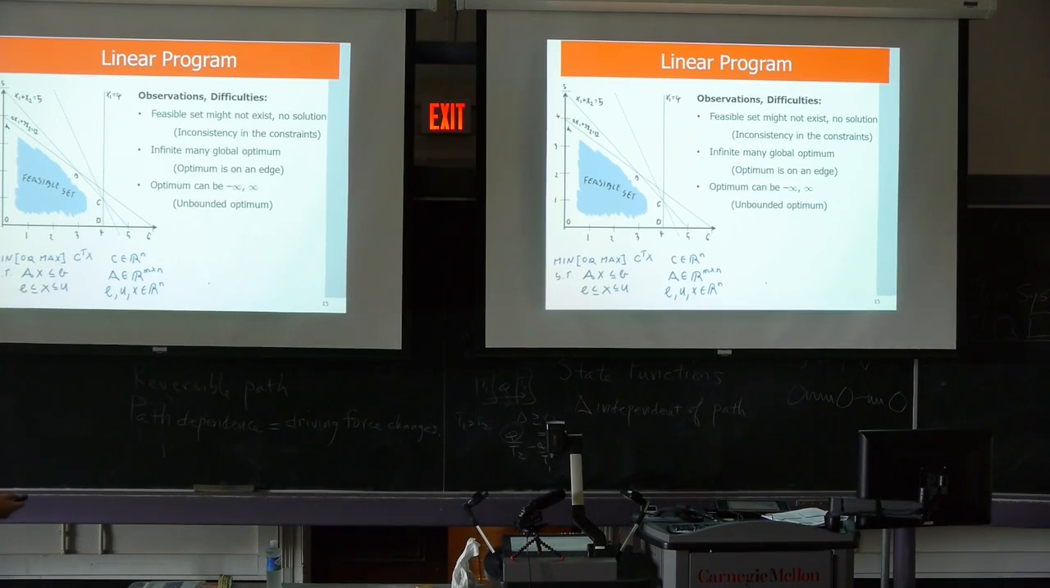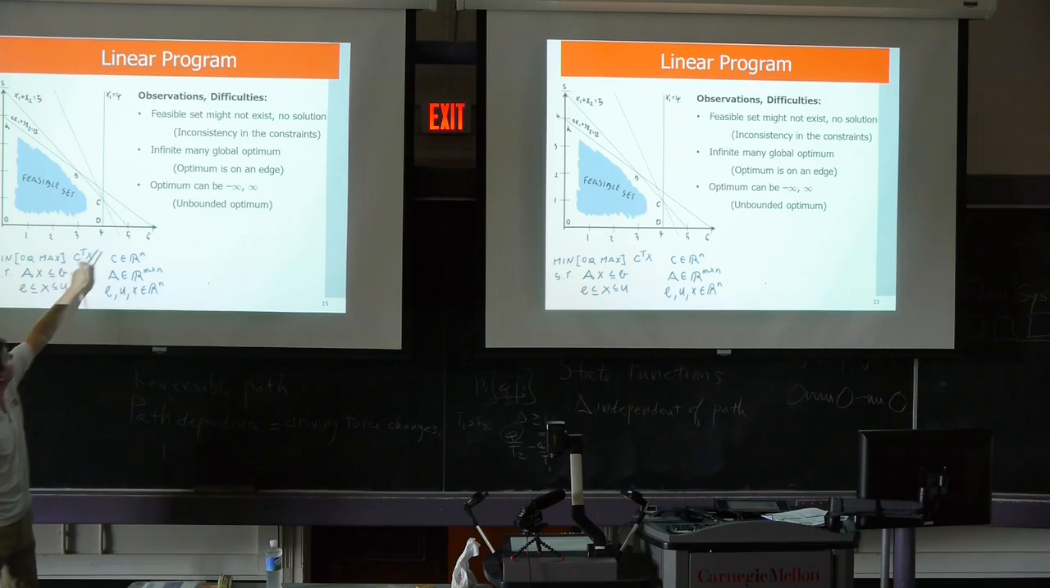I just meant that there can be infinitely many global optima, that the global optimum is not a single point but the whole edge. For example, if the cost function is parallel to one of these edges, then the whole edge would be global optimum. Clear now?